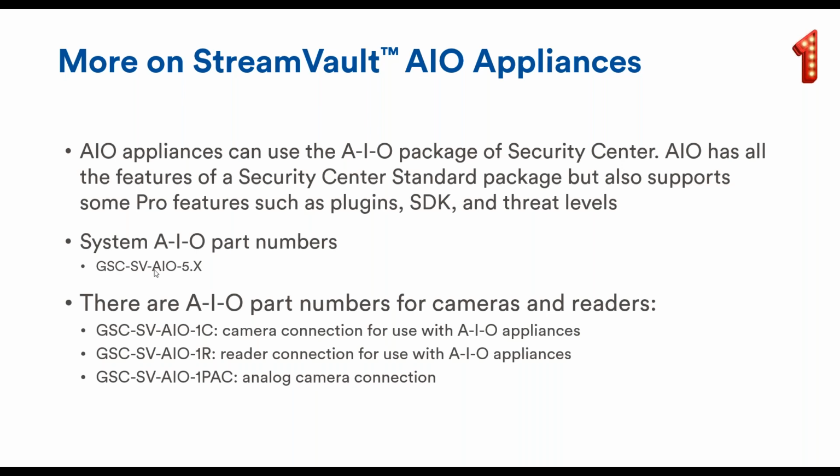So the part number we can see here, JSC-SV-AIO for the all-in-one, and then the version that you want to have. So these are special part numbers for the cameras, readers, and analog camera. So basically they cost a bit less. So going with an all-in-one would always be cheaper. And if you want to later on upgrade, we can also do that and upgrade your system to a bigger licensing if need be.